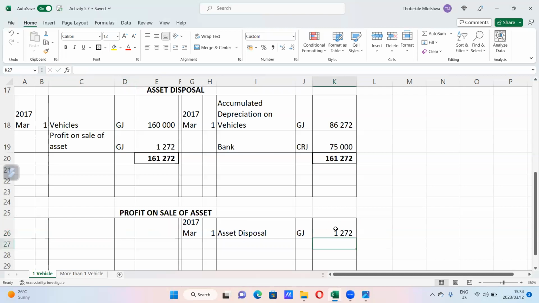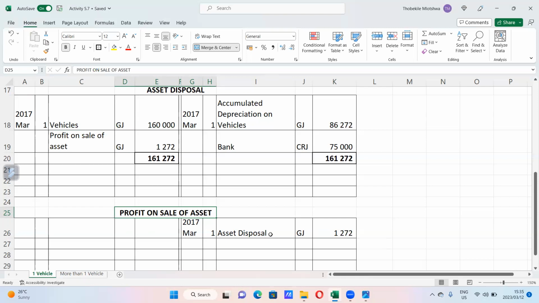1272. This is an income. It is taken to the statement of comprehensive income, previously known as the income statement. It is taken there and put under the income on top, other income on top. And if it was a loss, then we would have taken it to operating expenses. Loss on sale of asset appears under operating expenses. And then we are done.